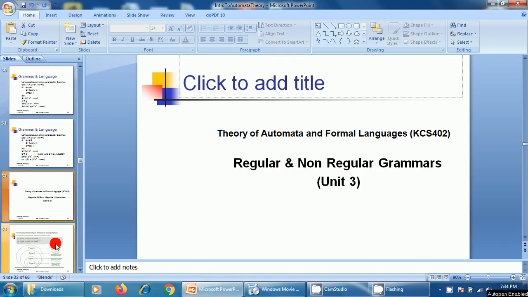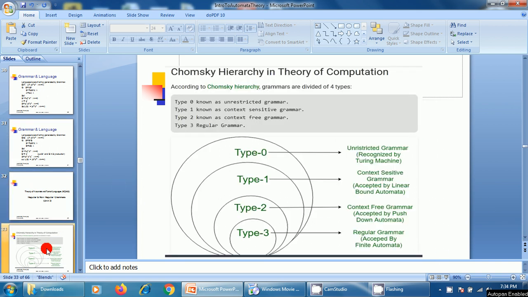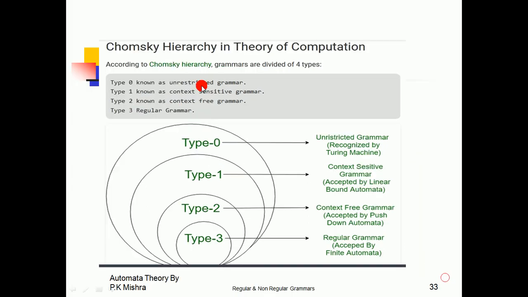Hello students, we are going to learn about the regular and non-regular grammar. See, according to the Chomsky hierarchy in the theory of computation, grammars are divided into four types: type 3 grammar, type 2 grammar, type 1 grammar and type 0 grammar.